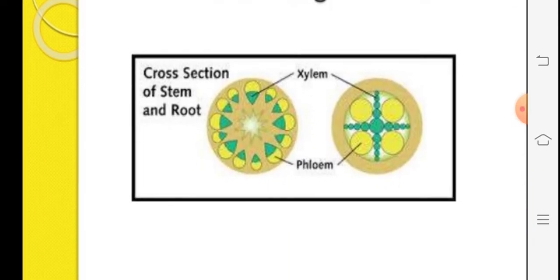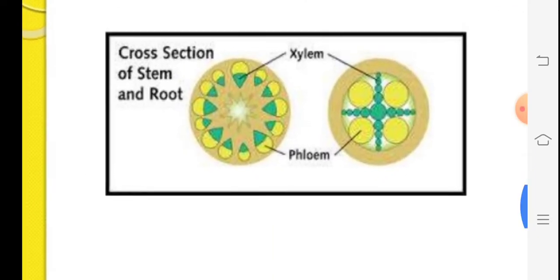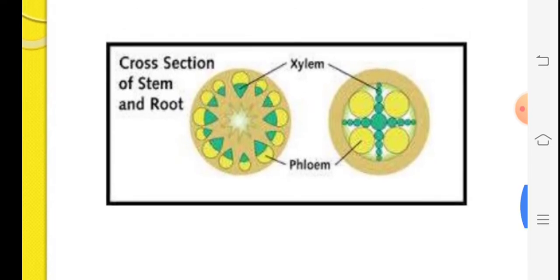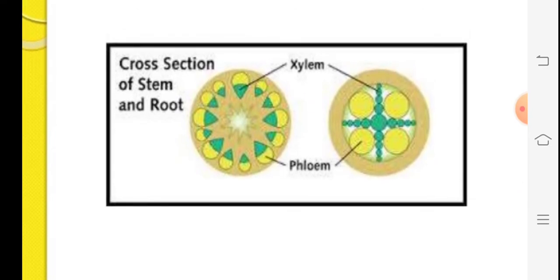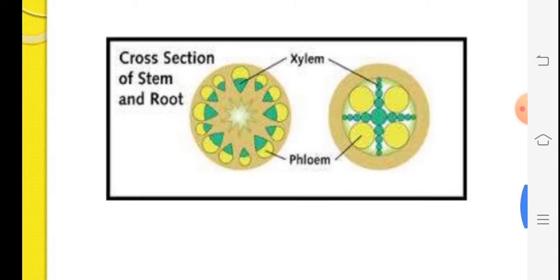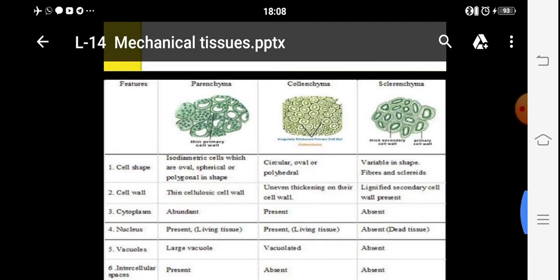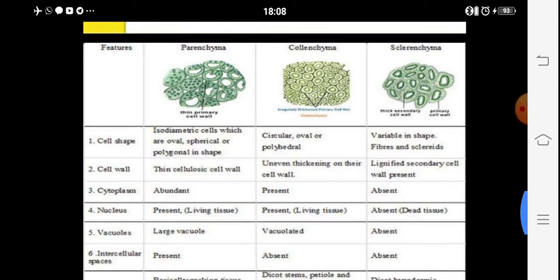When we are observing the TS of any stem, it looks like this. The position of xylem is always inside and phloem is on the outer side. In the other diagram, in the root, they are at different positions. The radial vascular bundles are there. Already we have seen types of vascular bundles.